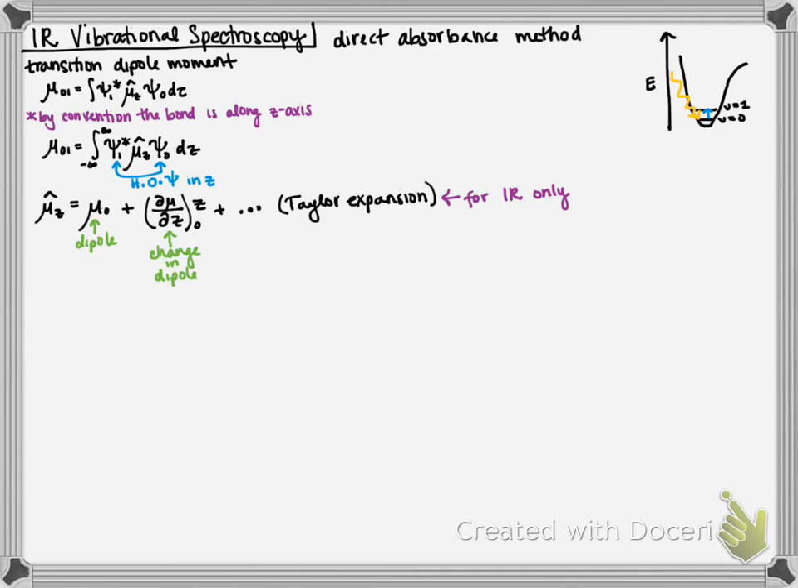So let's go ahead and plug those in and see what happens. For mu01, that first term, mu0, is just a constant, so we can actually pull it all the way out of the integral.